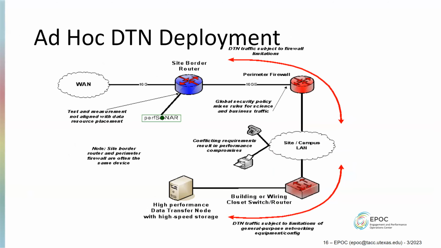So again, this is the model of an ad hoc DTN deployment, right? You've got this data transfer node on the bottom left there that is buried way deep inside the network, and it's just connected to what is effectively a network designed for commodity and commercial traffic. And this kind of path rarely results in adequate performance.